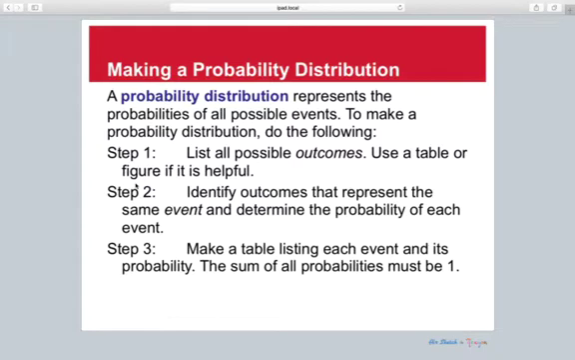All right, so now we know how to compute different probabilities. We have something that we need to know about called a probability distribution, which represents the probabilities of all possible events. If you want to make a probability distribution, you're going to make it in a table. Usually you just need 2 rows. You're going to list all possible outcomes, identify outcomes that represent the same event, and determine the probability of each event. And then make a table listing each event and its probability. You know that you've done it correctly if adding up all the probabilities comes out to 1.